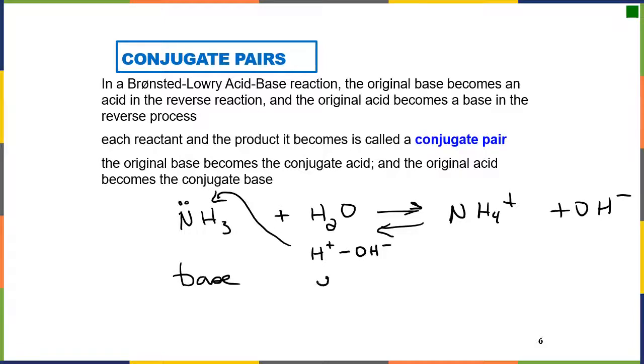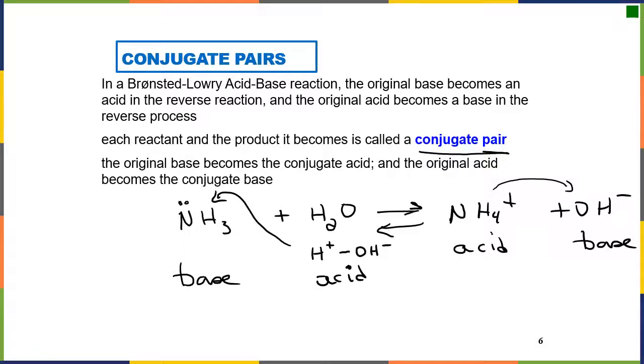Now, ammonia here is a base because it is a proton acceptor. Water here is an acid because it's a proton donor. Now, if this reaction goes backwards, the NH4 plus is going to donate a proton to the OH minus, making NH4 plus here an acid and the OH minus a base. And what we have here are acid-base conjugate pairs.